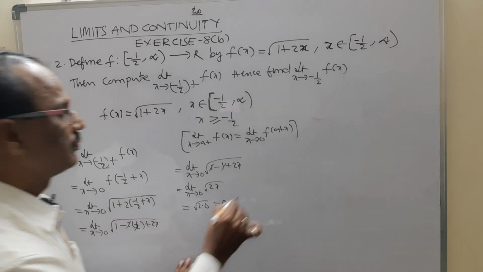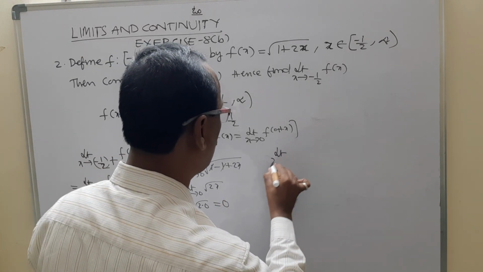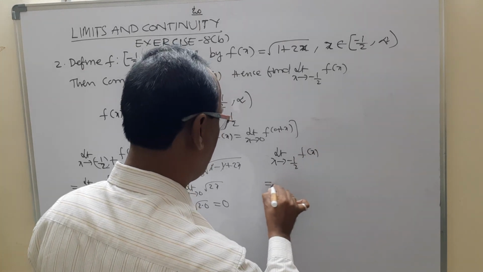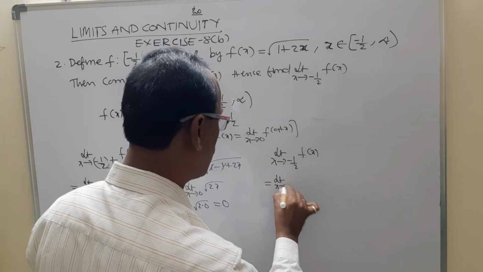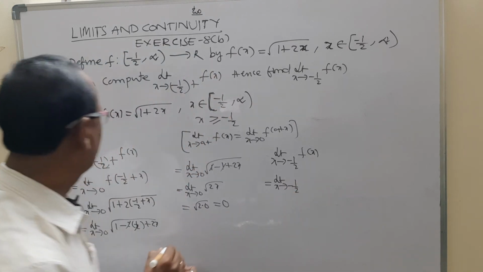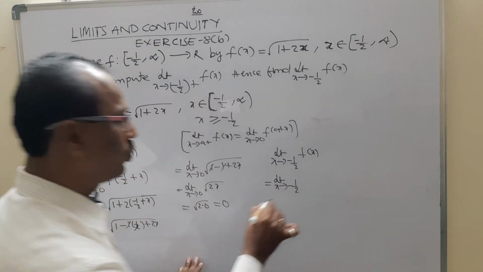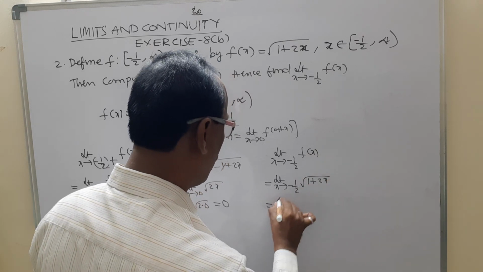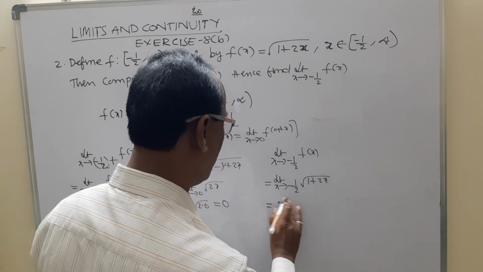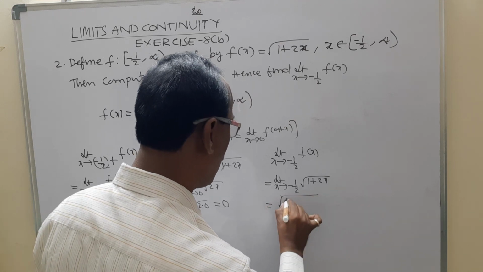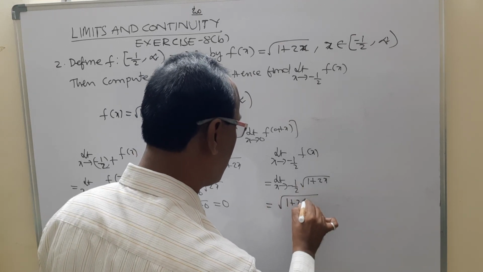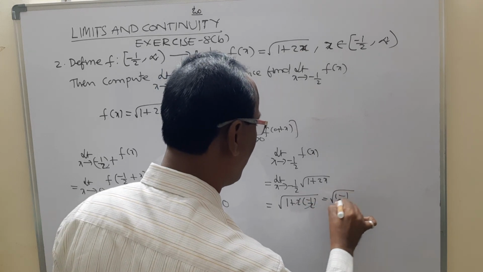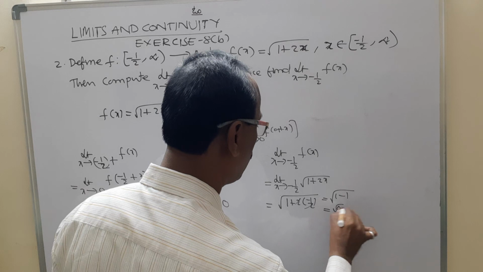Next, to find limit x tends to minus 1 by 2 of f of x. Here the f of x value is square root of 1 plus 2x, which equals square root of 1 plus 2 into minus 1 by 2. The 2 gets cancelled, giving square root of 1 minus 1, that is root 0. Root 0 value is 0.